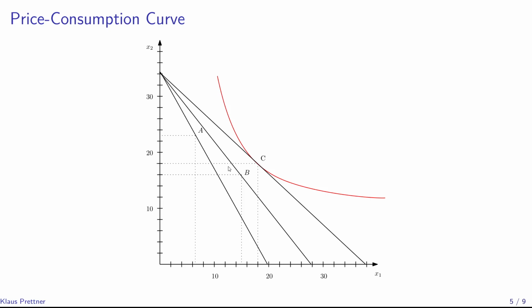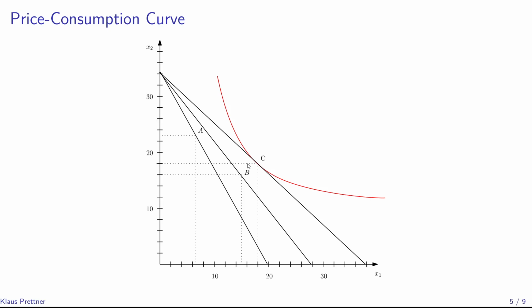Now we have a further decrease in the price of good 1. We see the budget line becomes flatter still, and the new optimal consumption point is point C, where again the budget line is tangent to the indifference curve. Now we observe that the consumer consumes more of good 1, but now it does not consume less of good 2, instead it consumes more of good 2. So in this case the income effect dominates the substitution effect.